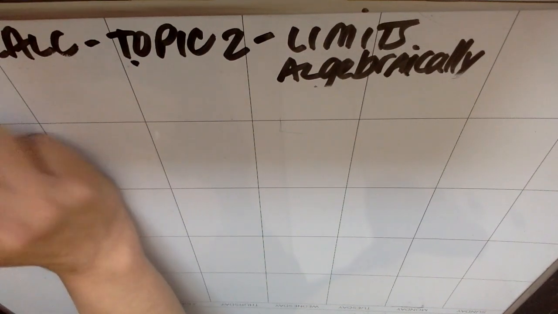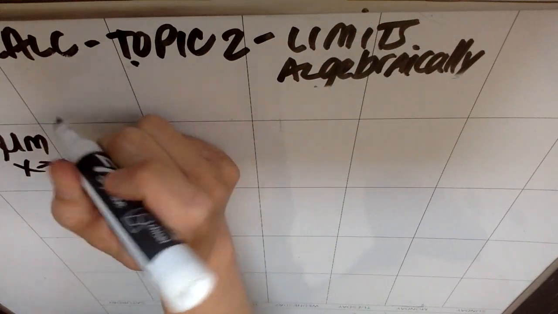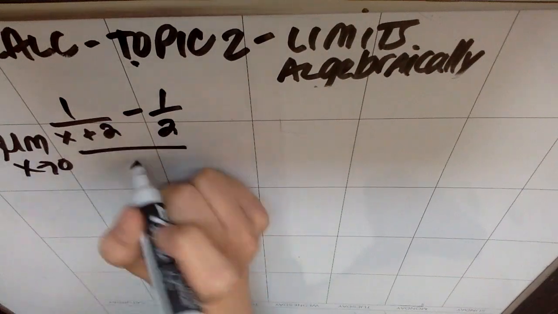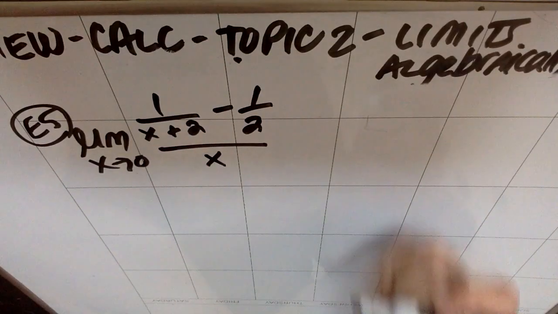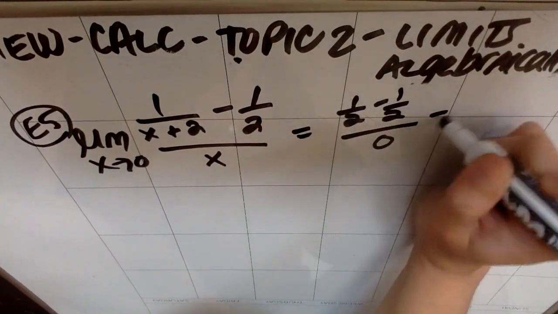So example 5, we have the limit as x approaches 0 of 1 over x plus 2 minus 1 over 2, all over an x. And I'm basically in the exact same situation I was in the last problem. You can plug in first, that's absolutely fine, but you're going to get 1/2 minus 1/2 on the top, and you're straight up going to get a 0 on the bottom.